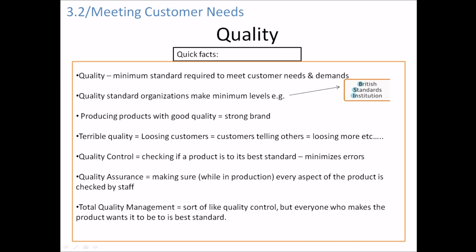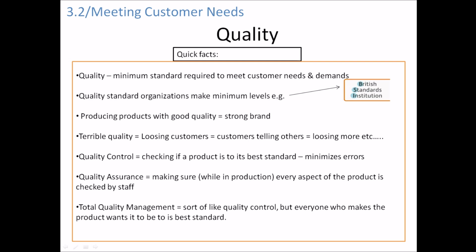Alright, let's have a look at quality. On 3.2 you're expected to basically understand how a business ensures quality. And first of all, a little definition of quality for you. It's the minimum standard required to meet customer needs and demands. There are quality standard organisations out there now to make sure businesses follow these, such as the British Standards Institution, or the BSI.